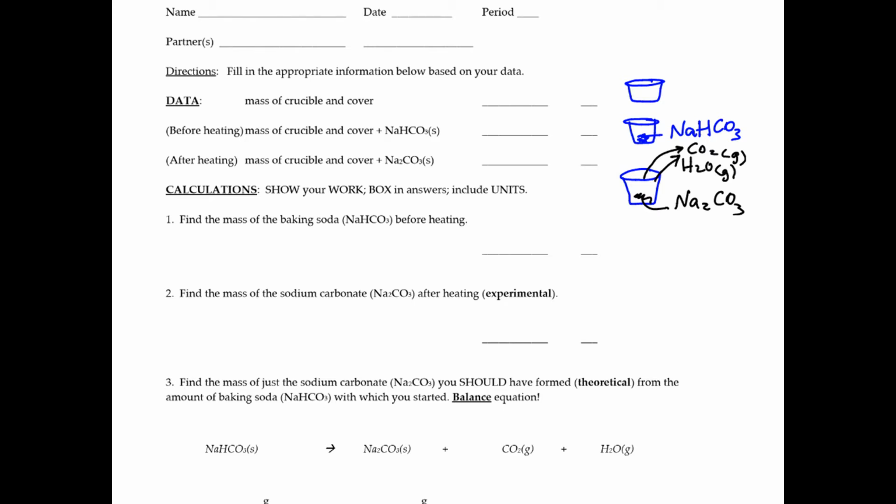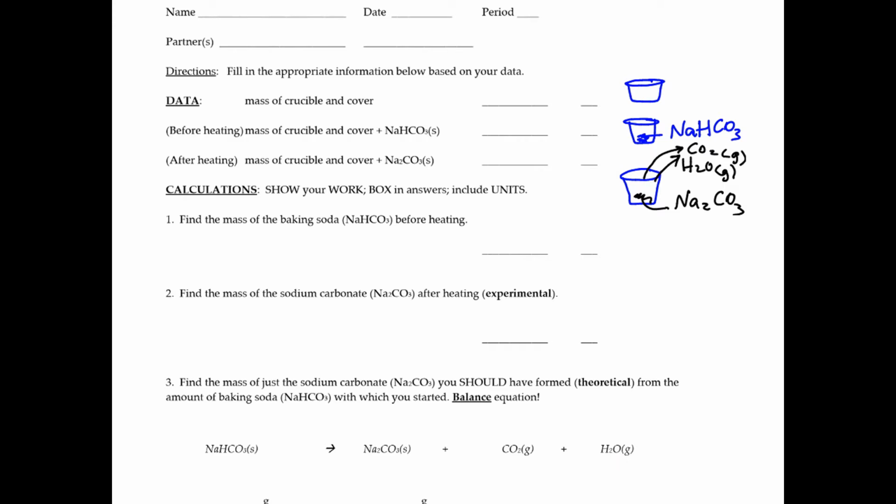Because of that, the mass went down, again because it was a decomposition. So the decomposition led to sodium carbonate giving off water and carbon dioxide, which you can see at the bottom of the page. Sodium bicarbonate, baking soda, goes to sodium carbonate, CO2, and H2O. So let's take a look at some data.